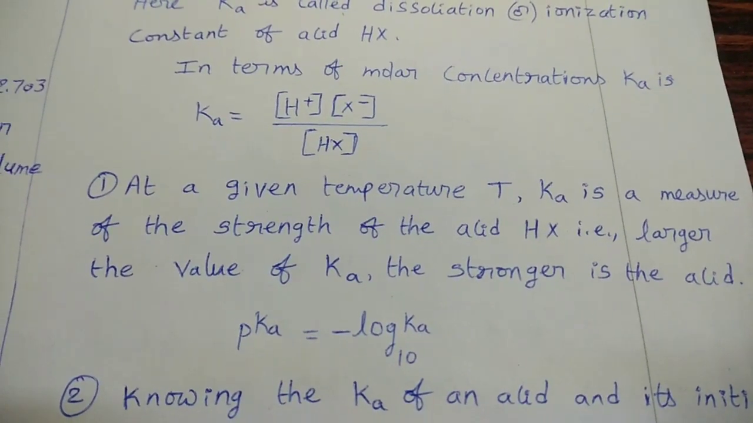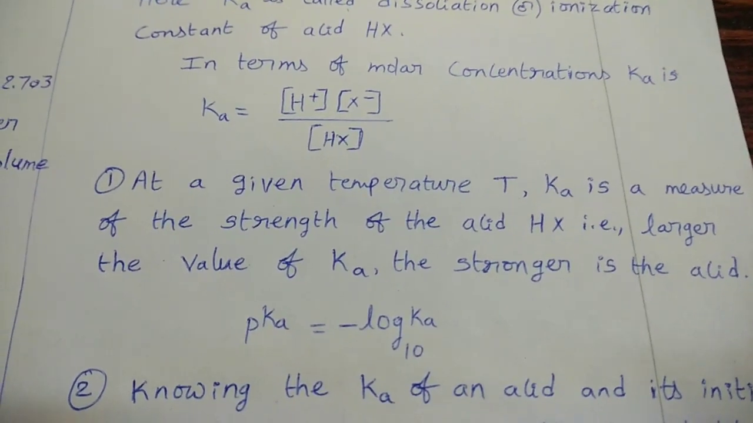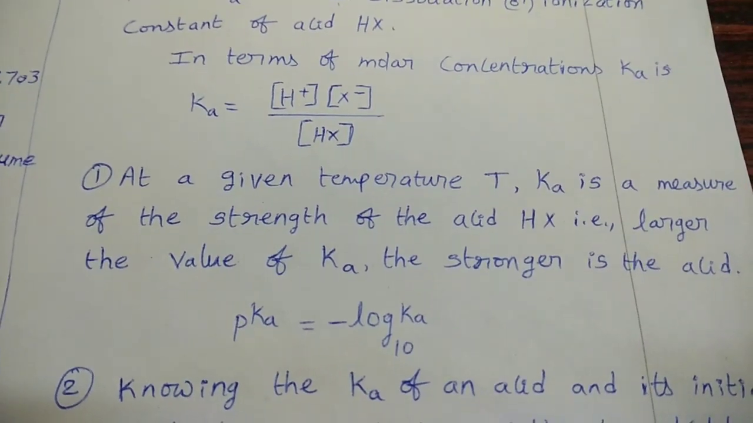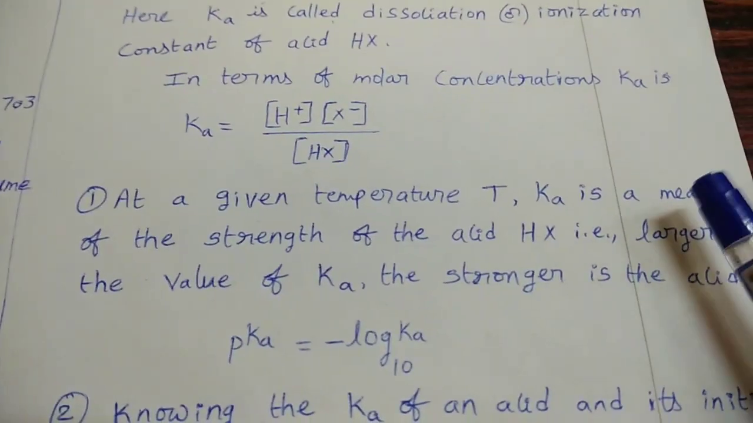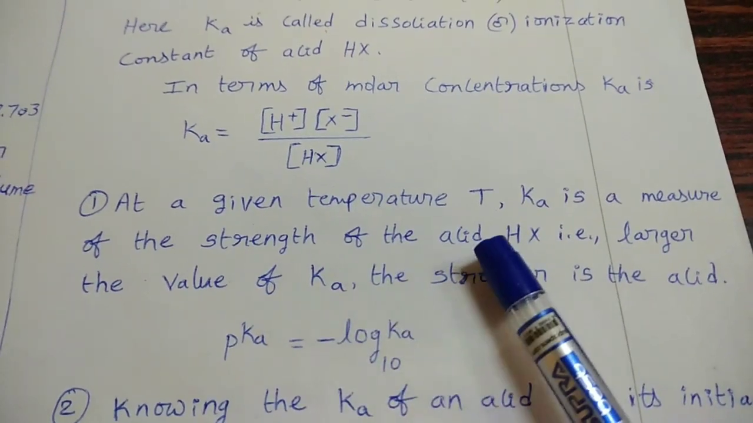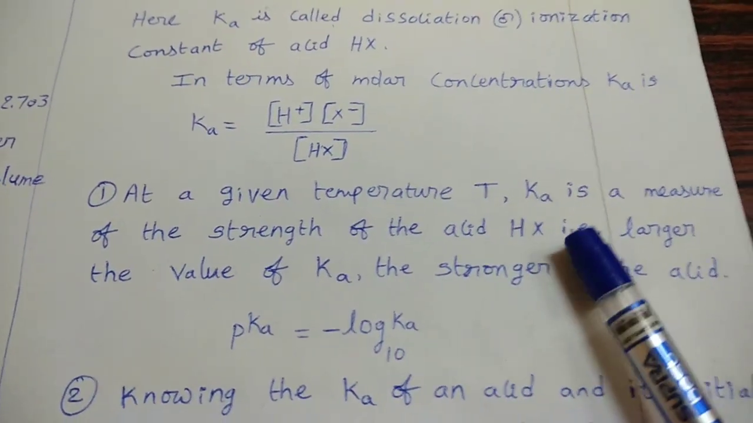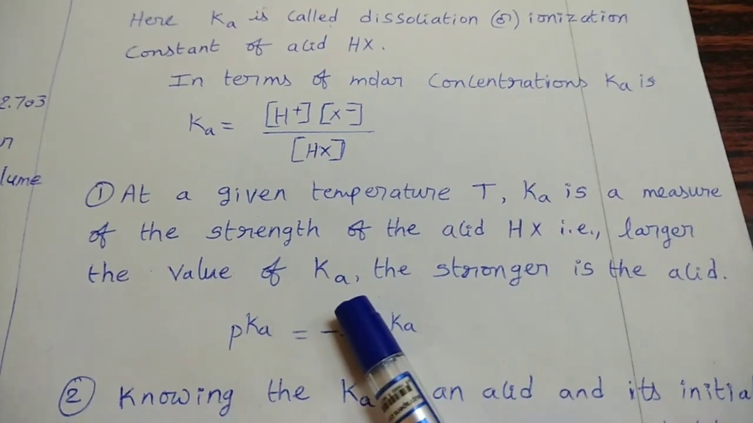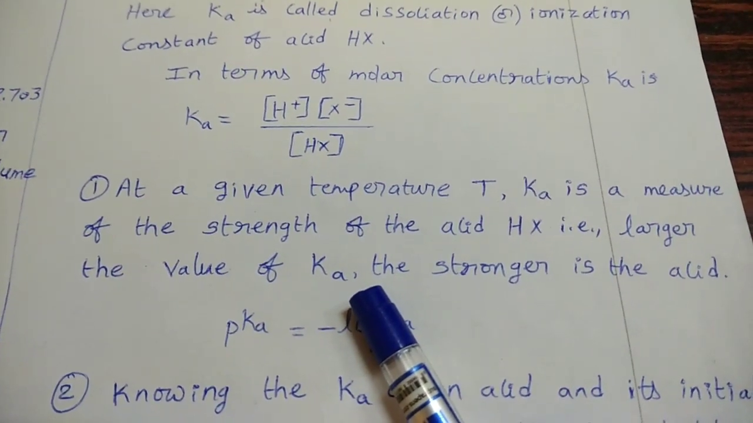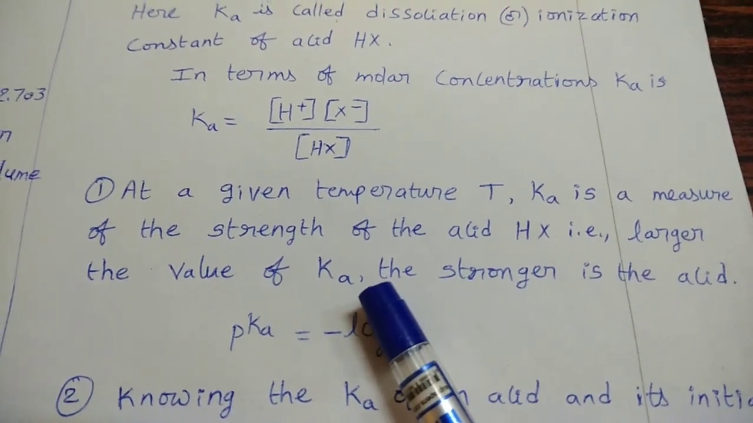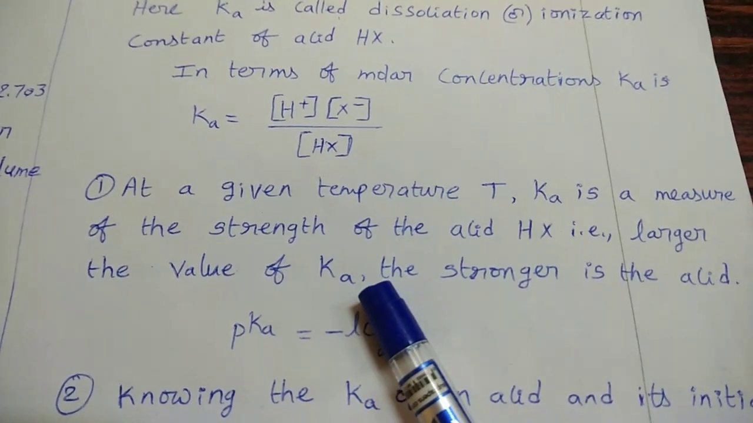In last class, we started the ionization constant Ka of a weak acid. Now see the next point. At a given temperature T, Ka is a measure of the strength of the acid HX. That means larger the value of Ka, stronger is the acid. Here Ka means ionization constant of a weak acid, or the dissociation constant of a weak acid.